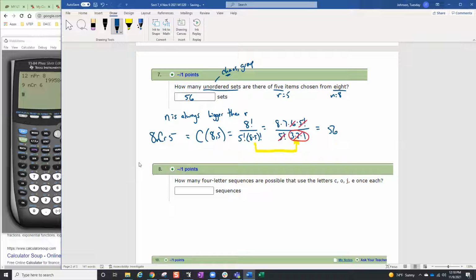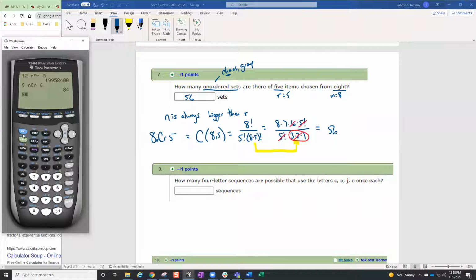But I want to show you something. All right, check this out. Right, this is unordered sets, 5 items chosen from 8. So I have 8 Halloween Starbursts left over, and I'm going to grab 5 of them at a time. All right. But what happens if I do, so I'm going to do 8 math probability nCr 5. All right, there's 56 different ways.